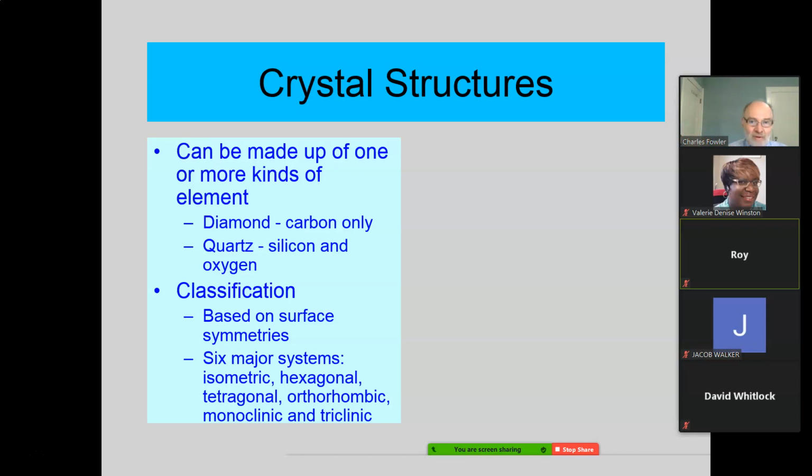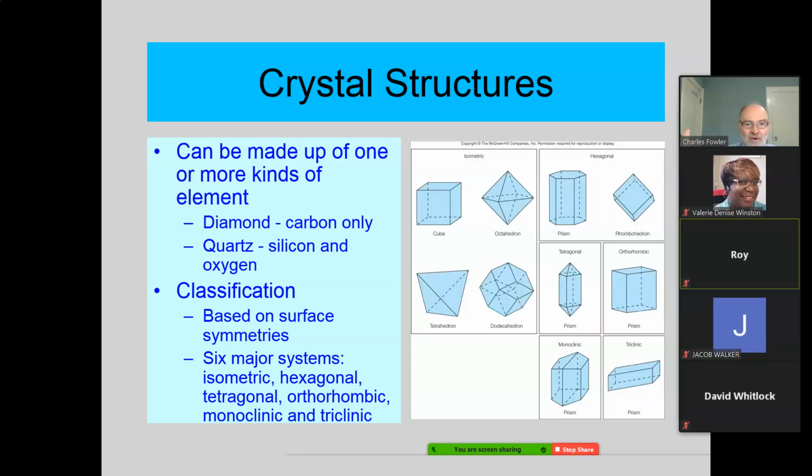Now, what are these crystal structures that are so different from one another? They're based on what they call their surface symmetries. Now, don't sweat these. You don't need to know them or the differences. But just to let you know, here are the 6 major systems: isometric, hexagonal, tetragonal, orthorhombic, monoclinic, and triclinic. You'll hardly ever see these names anywhere else. Let's get a picture of what they are.